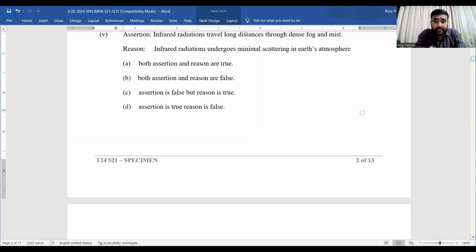That's correct. Infrared radiations can travel a long distance. Why can they travel a long distance in dense fog? Because they have a very minimum amount of scattering. I feel that's the reason given to us. They have told the reason is: infrared radiations undergo minimal scattering in the Earth's atmosphere. So I can simply say that both the assertion and the reason are correct, because infrared radiations can travel a long distance. The reason for traveling a long distance is the minimum amount of scattering happening in the planet Earth's atmosphere.